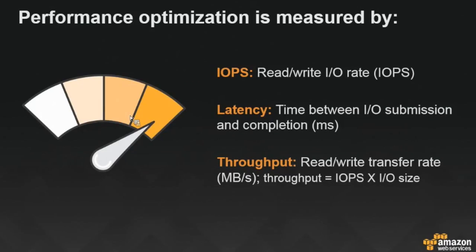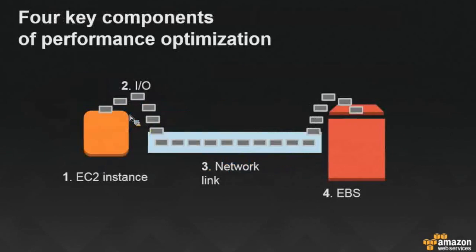Performance optimization is typically measured in three areas. The amount of IOPS that you want or that you're achieving; the latency, the amount of time it's taking for those IOPS to occur; and the throughput, exactly how much data is being moved backwards and forwards. Throughput is actually a calculation of IOPS multiplied by IO size, so the block size of data you're transferring. Those three areas are where we're going to focus our optimization and how to get more performance.